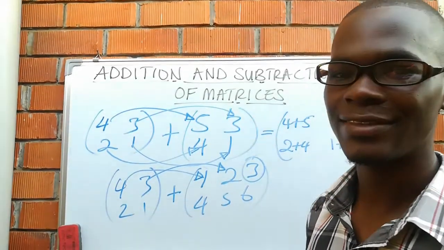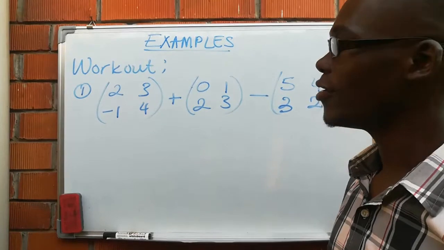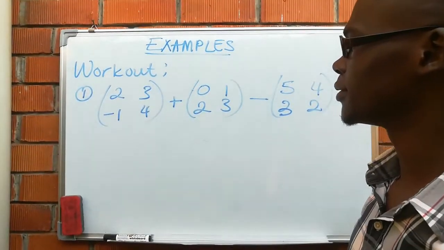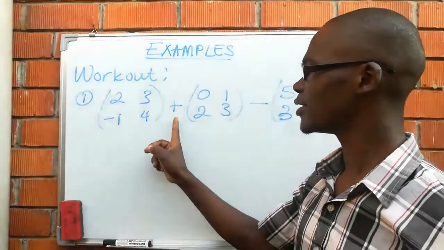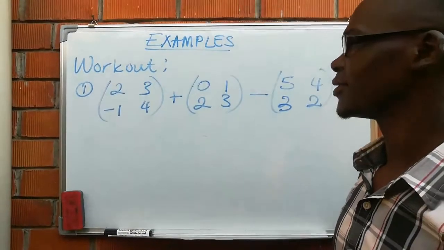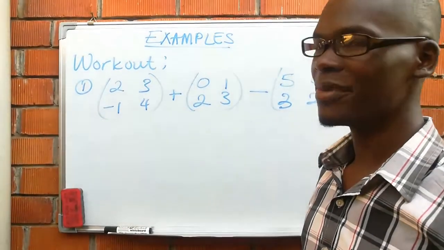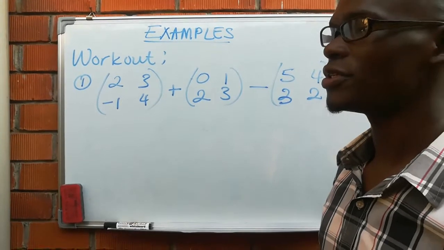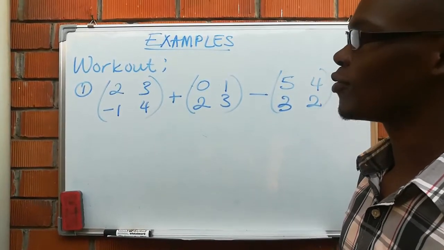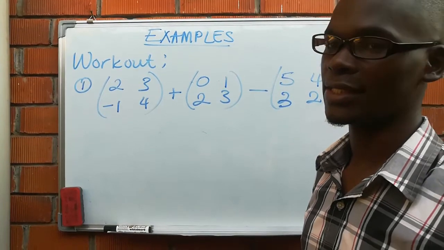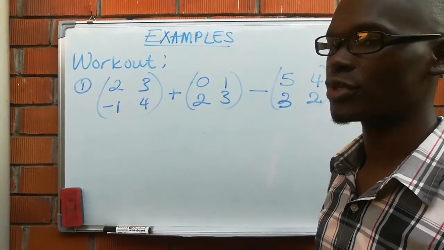Let us look at examples. In our example 1, we are told to work out addition and subtraction. We shall follow BODMAS, whereby we add first. When adding matrices, we add corresponding elements of the matrices.